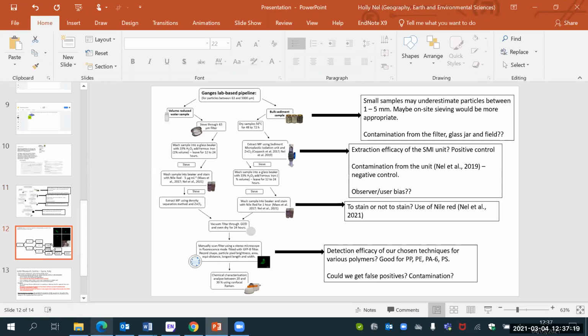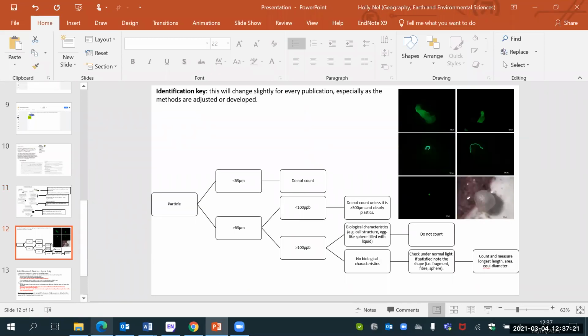And the last thing is also these identification keys are very useful, and you see them in a lot of papers. It really shows the reader exactly why you chose that particle as a plastic and why you discarded another particle as a non-plastic. So I'm going to stop there because I know I'm going a bit over time and I really want to open it up to everyone else.